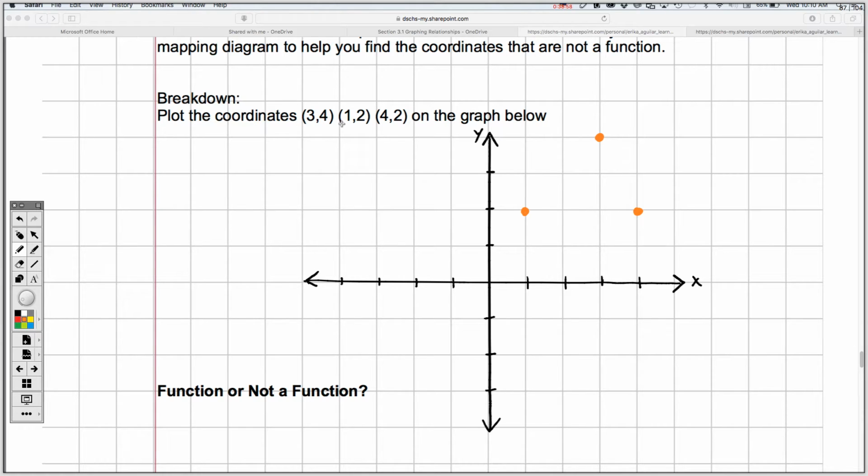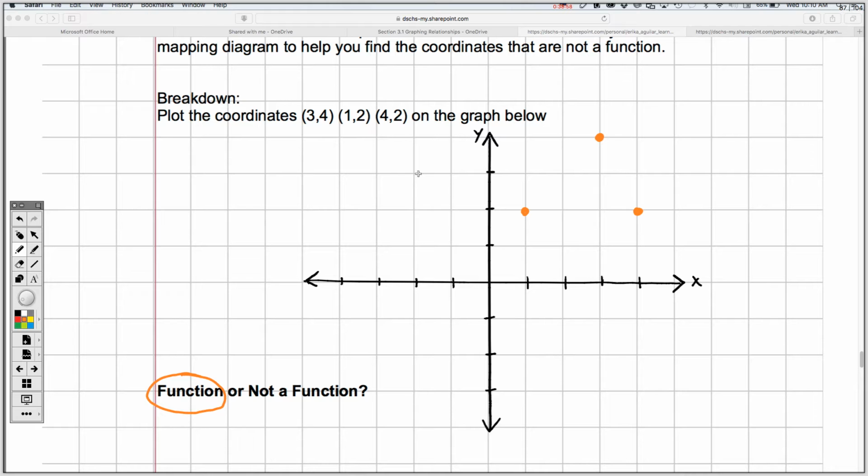Did you see any numbers that repeated? No, so would this be a function or not a function? Function. So go ahead and circle function. Now, if it was not a function, it said to connect the points that made it not a function. It's a function, so there shouldn't be any lines drawn here.